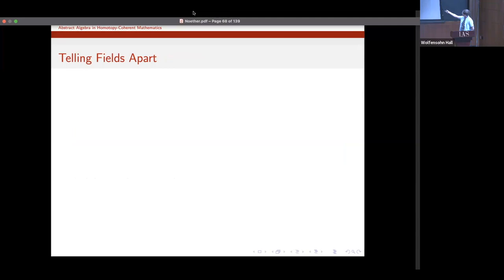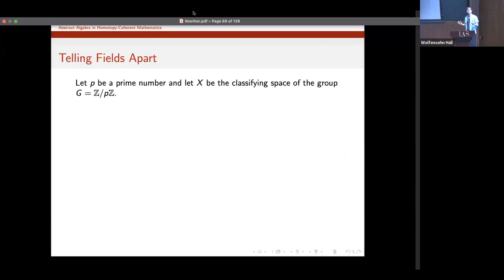So we're talking about cohomology theories, and what you do with cohomology theories is you evaluate them on a space and see what you get. So let's consider a particularly simple space to evaluate on. Fix a prime number P and let X be the classifying space of the cyclic group Z mod P. So this is a space whose fundamental group is Z mod P, and it has no other homotopy groups. And now let's compute the cohomology of this space with coefficients in various kinds of coefficients.